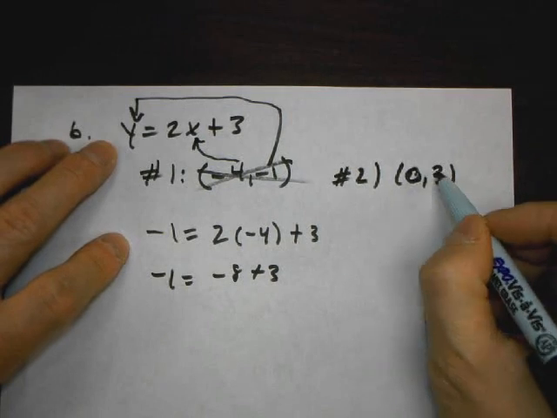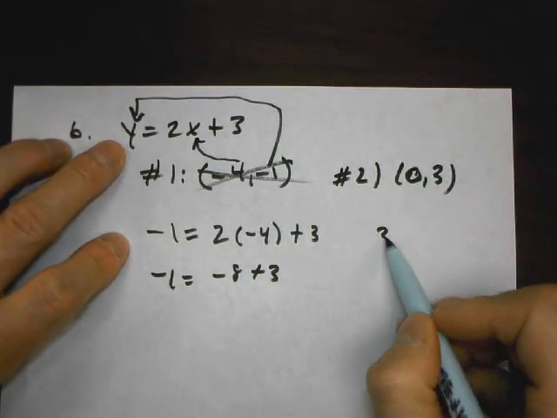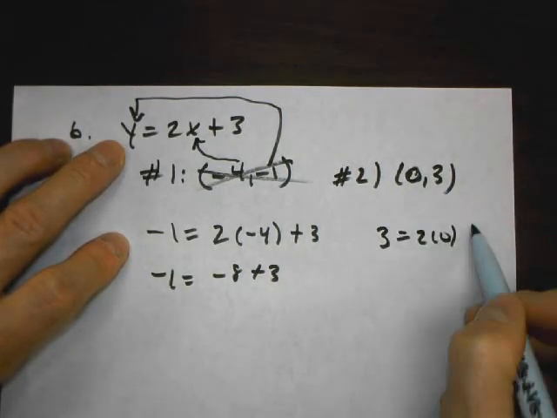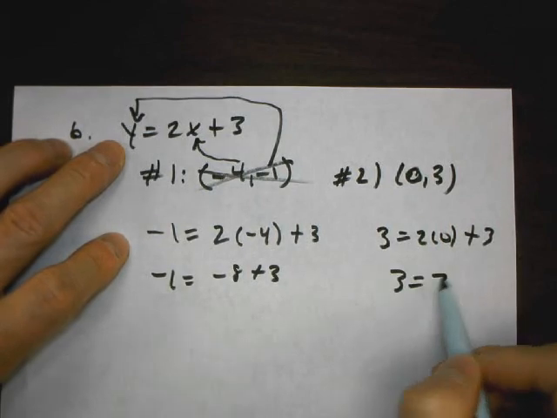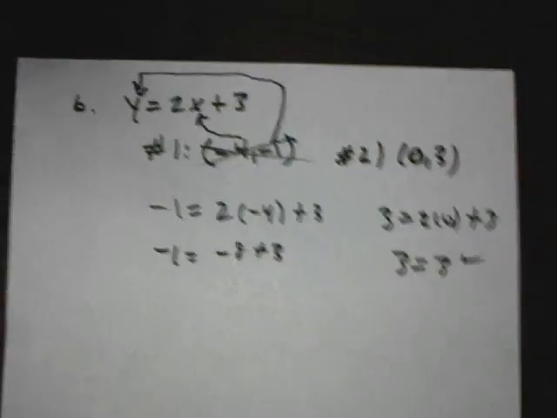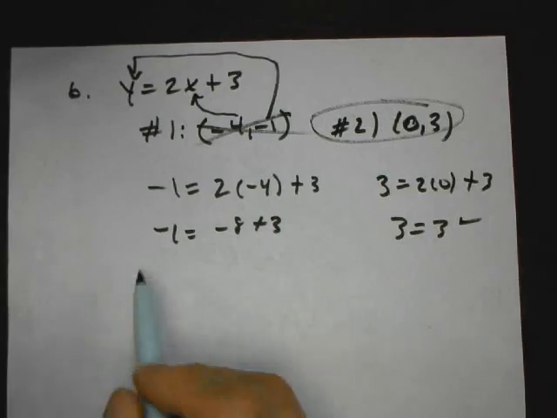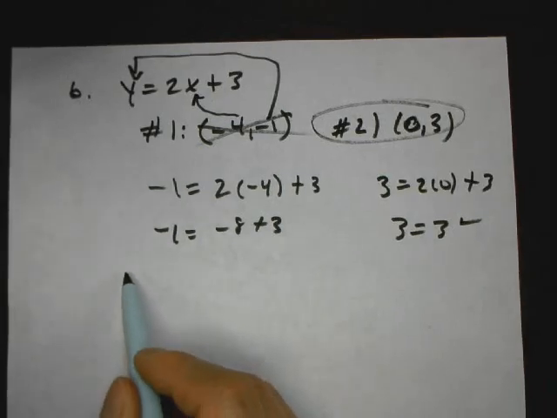So I plug in, this is my x and this is my y. I put the 3 here. I have 2 times 0. That's true. That's the same thing. So that works. That's a solution. So point 2 works. Now point 3.